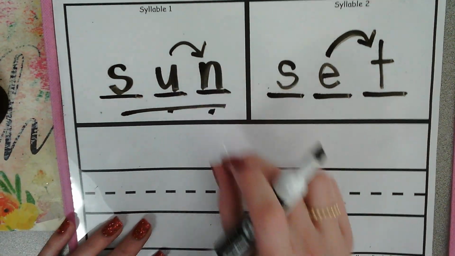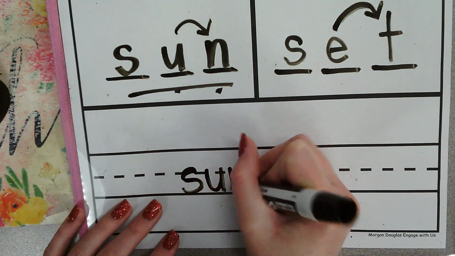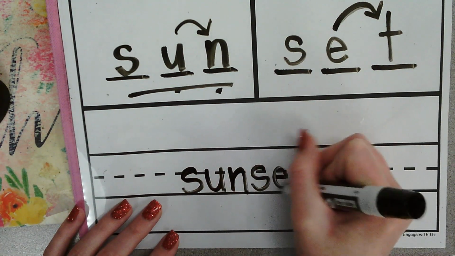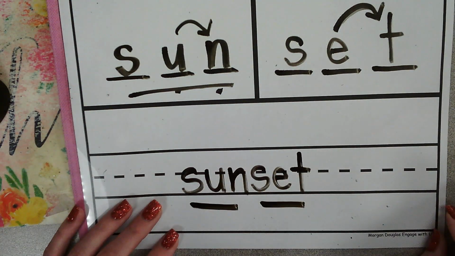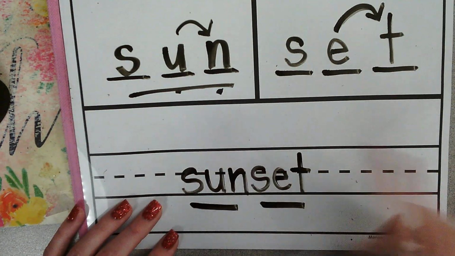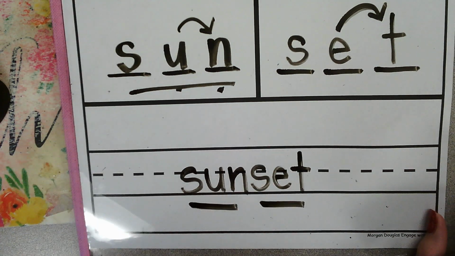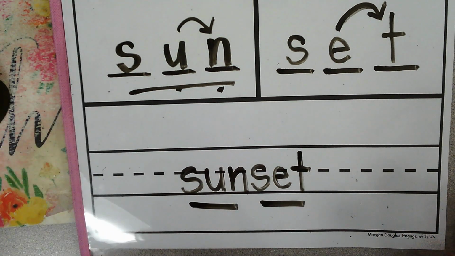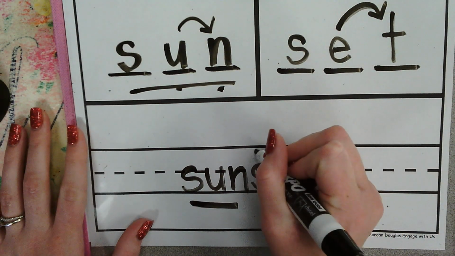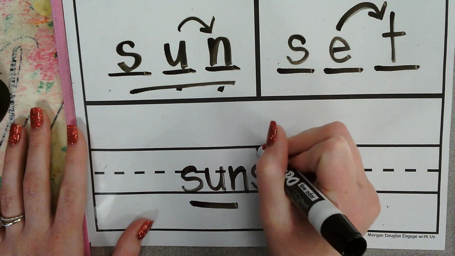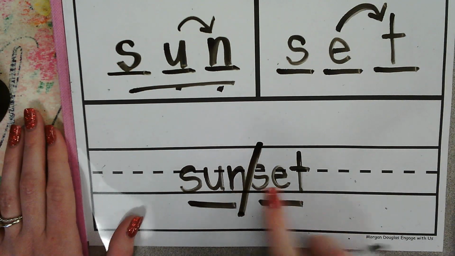So now I'm going to come down here and I'm going to combine them. Sun, set. Sunset. This is a multisyllabic word because there's 2 word parts, and both of the vowels are closed because they have a consonant after them. Now I could break this word, we call this breaking the word apart. Sunset, where I heard the word break apart was in the middle of the N and the S.